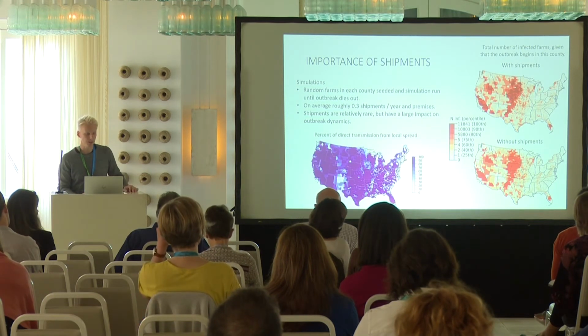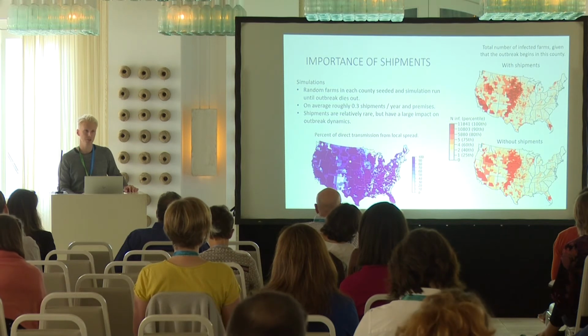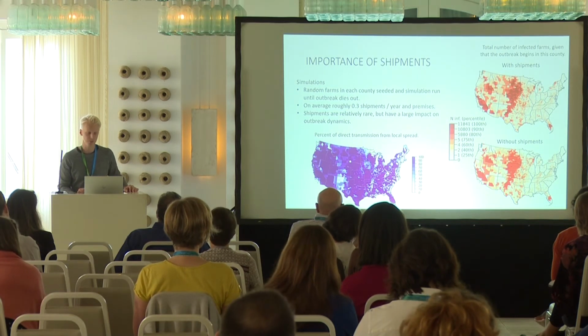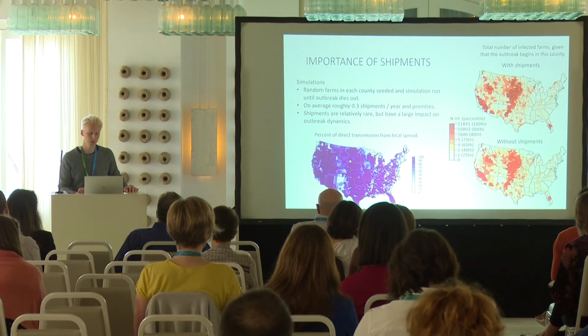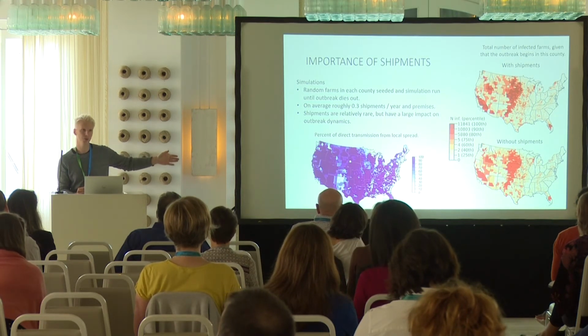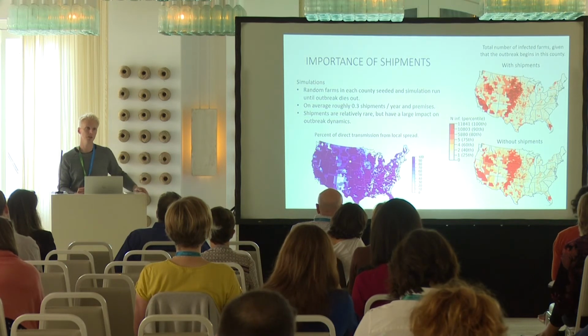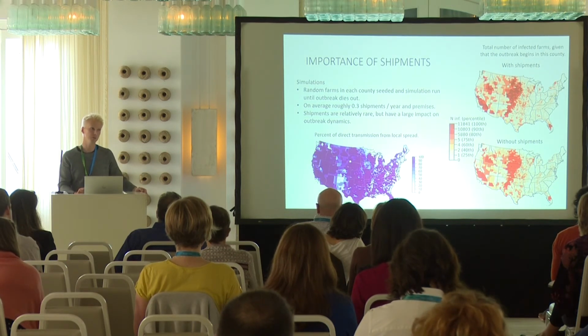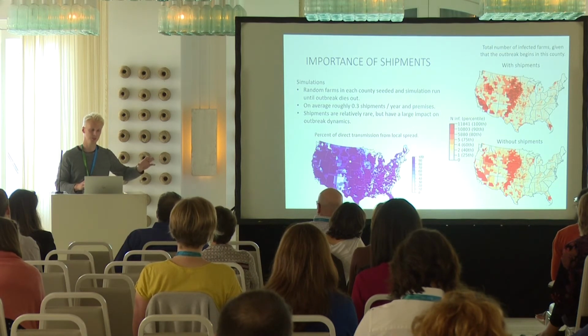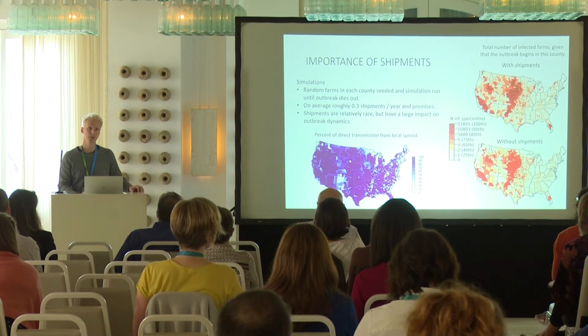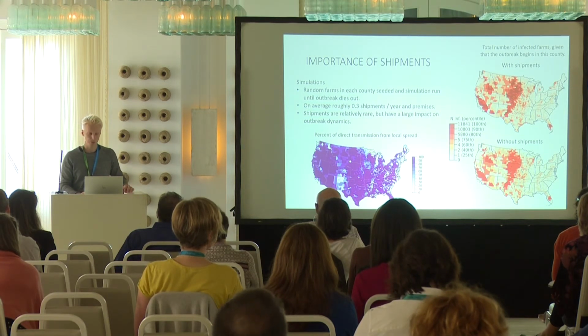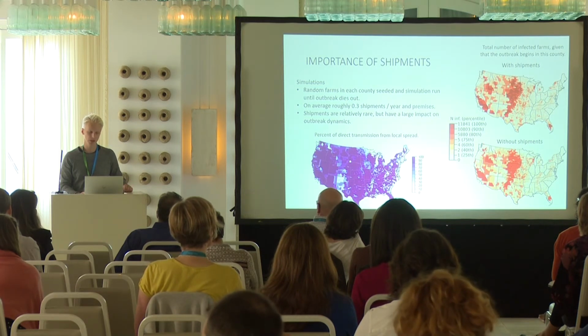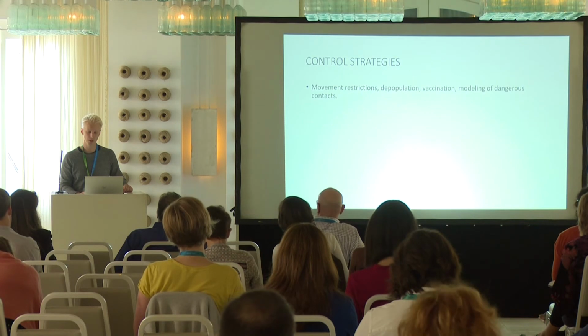But what's interesting is that still the percent of direct transmission, the percent of transmission events that are caused by local spread, is practically close to 100% throughout the entire country. So still, of course, the number of transmissions caused by shipments is very few, but they bring the outbreak to a new area where it can start a new small outbreak. As I said, not a big surprise maybe, but we were interested to see what kind of role shipment plays in the US.